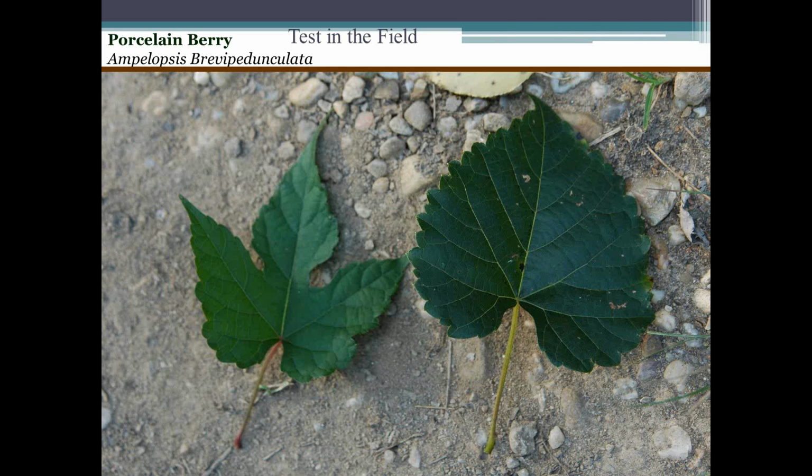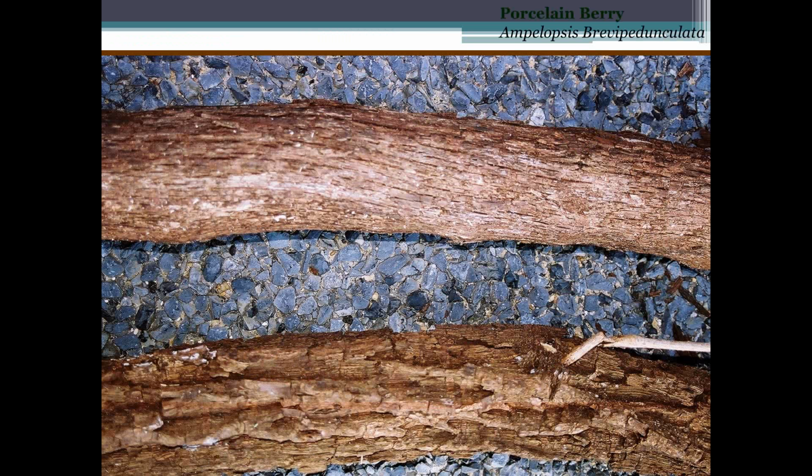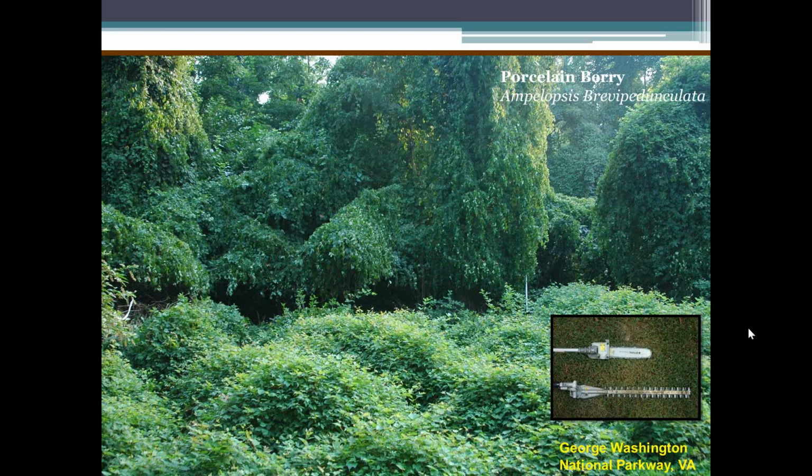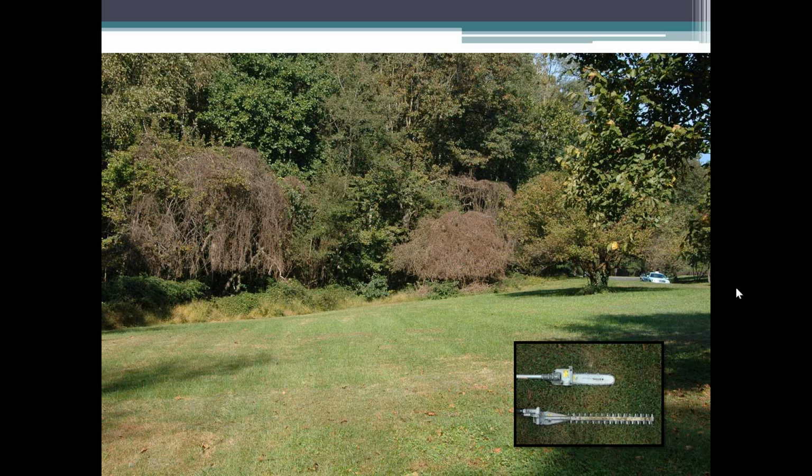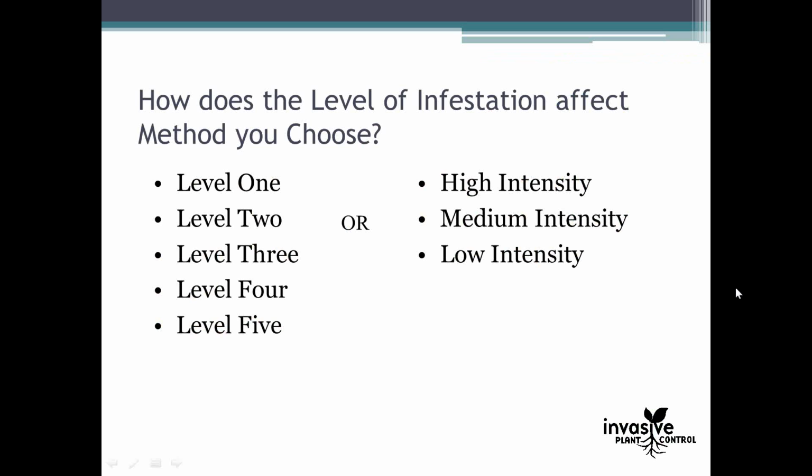Porcelain berry's on the left, grapevine's on the right. Porcelain berry's on the bottom, grapevine's on the top. But that gives you an idea of some of the plants and some of the lookalikes you need to be aware of to teach your volunteers. You can also show them some good before and after pictures during the training that you're having.